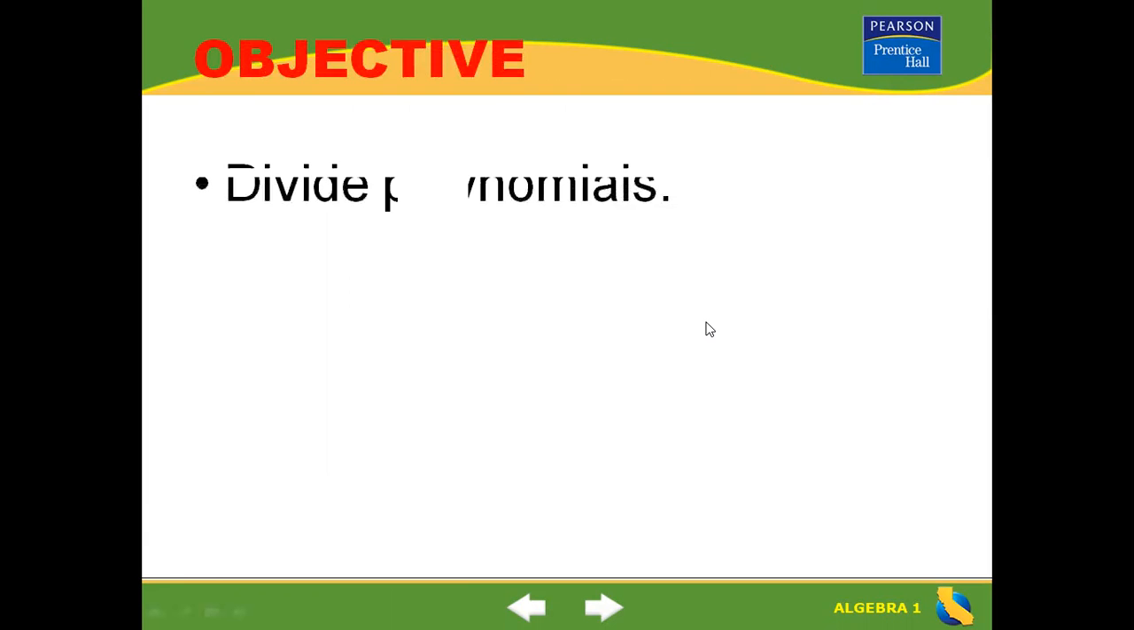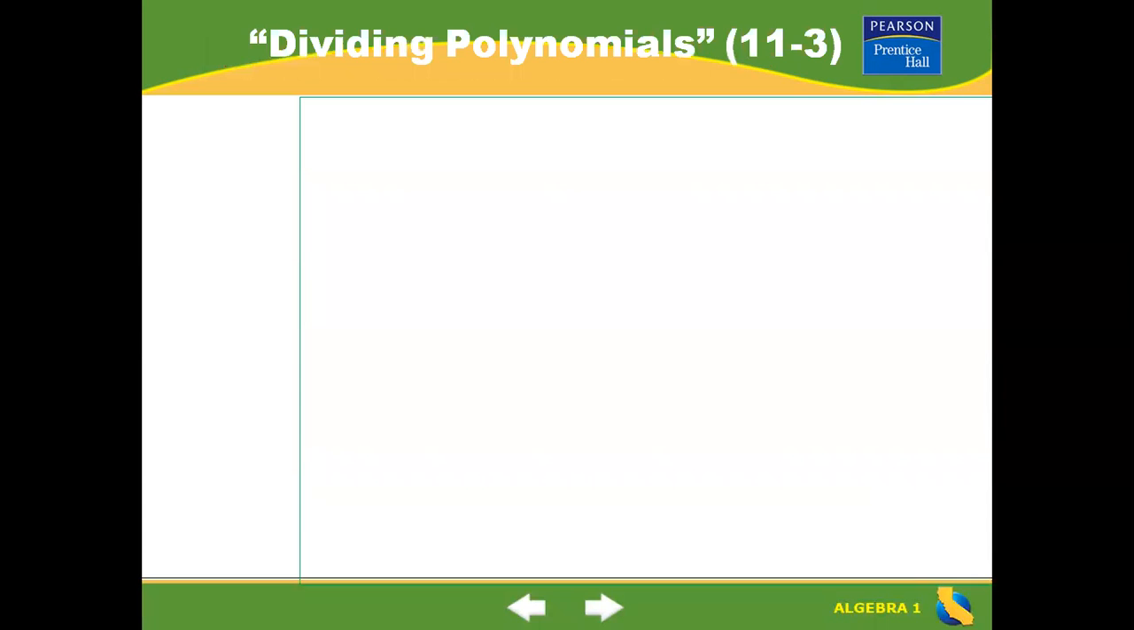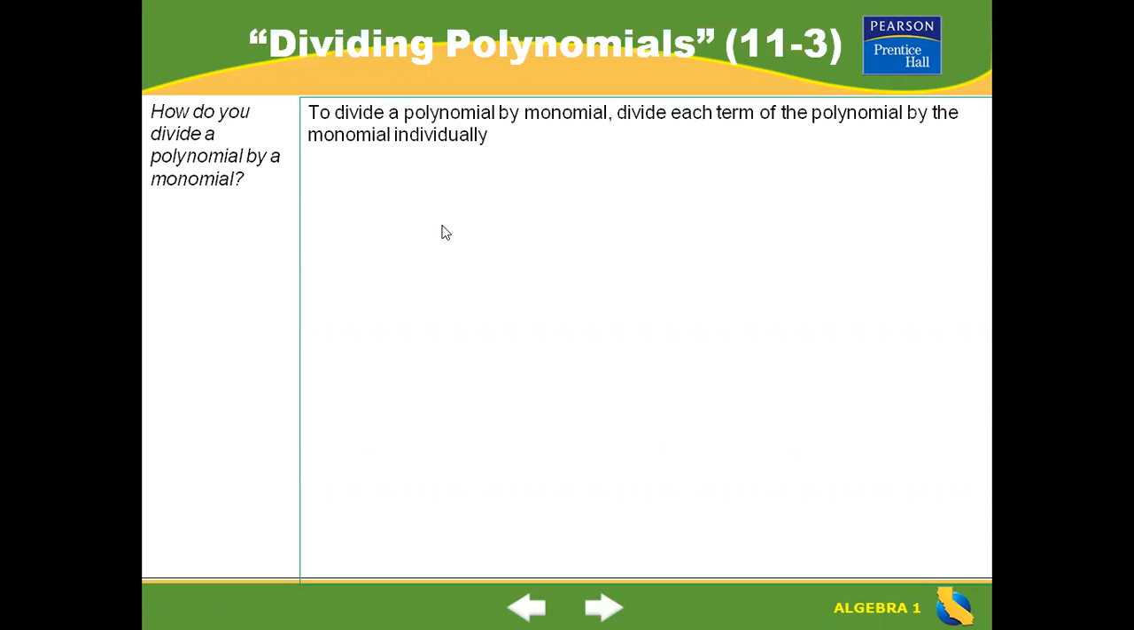Our objective is to divide polynomials. How do you divide a polynomial by a monomial? To divide a polynomial by a monomial, divide each term of the polynomial by the monomial individually.